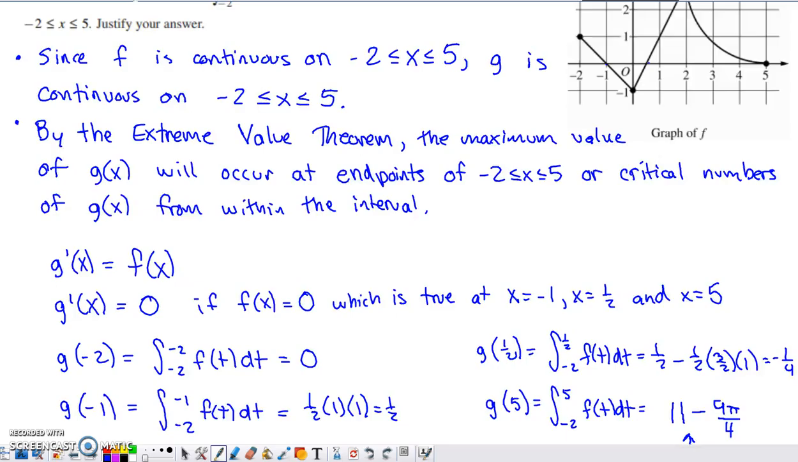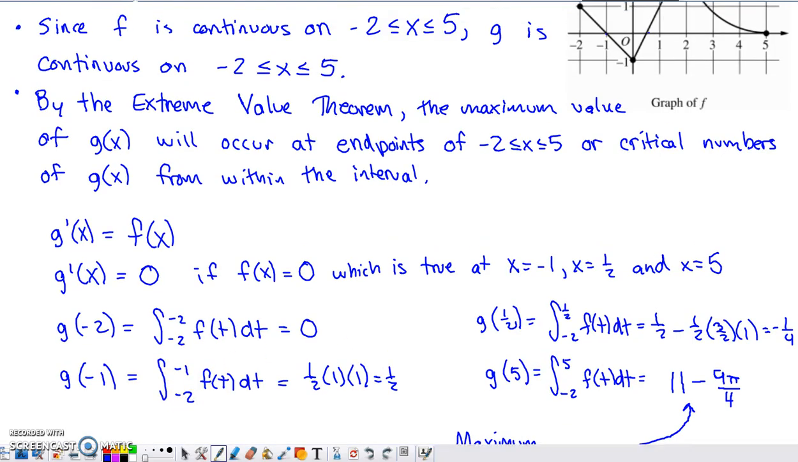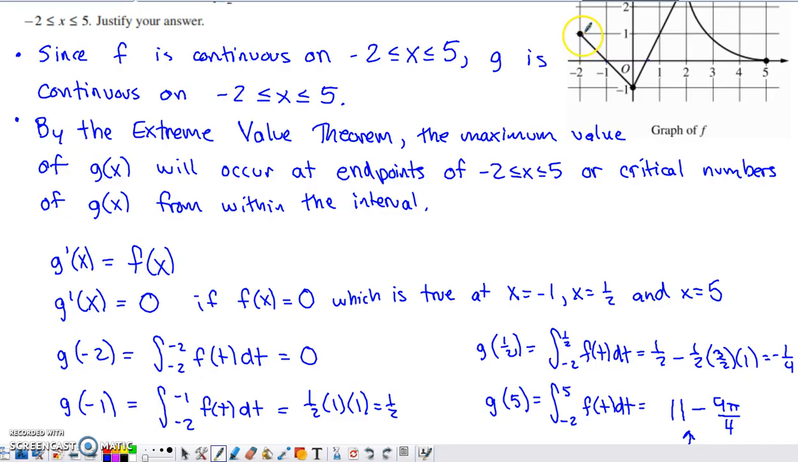So when I have the value of g of -2 defined as the integral from -2 to -2, there's no width between those limits of integration. Therefore, there's not going to be any signed area. So that value has got to be 0. G of -1 is going to be the value of the integral from -2 to -1. Well, using arguments similar to what we did back in Part A, that's going to be the area of this triangle right here. 1/2 base times height gives us a value of 1/2.